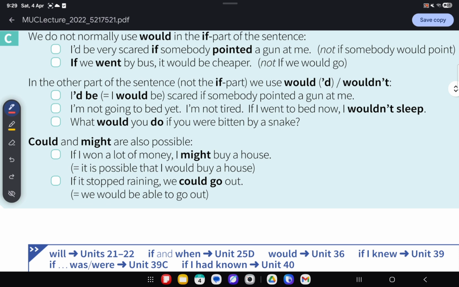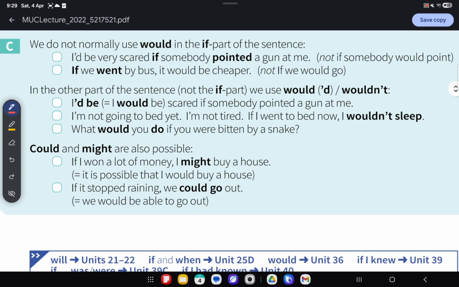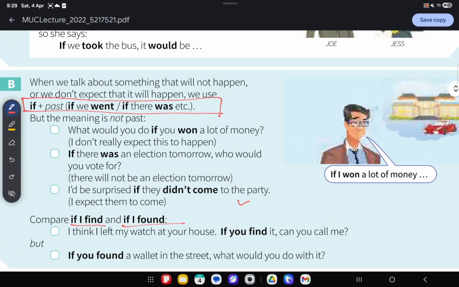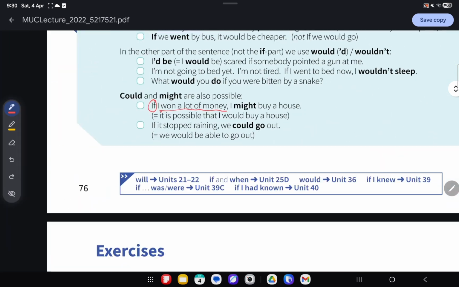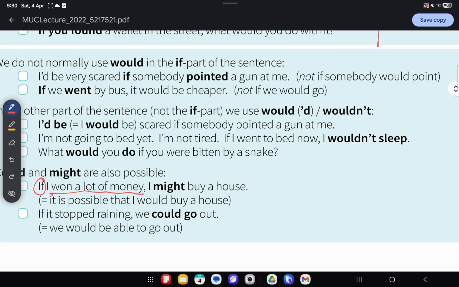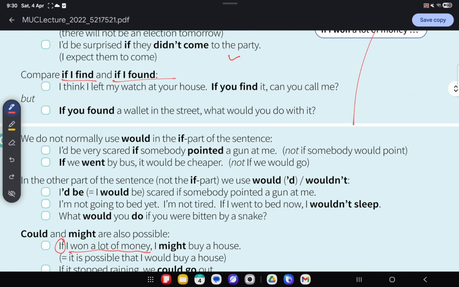So basically, I told you that when we use if and past, it does not mean that we talk about the past. When we know that something will not happen, we use if plus past, but the meaning is not past. If it stopped raining, we could go out. So that's all about today's lecture. Thank you.